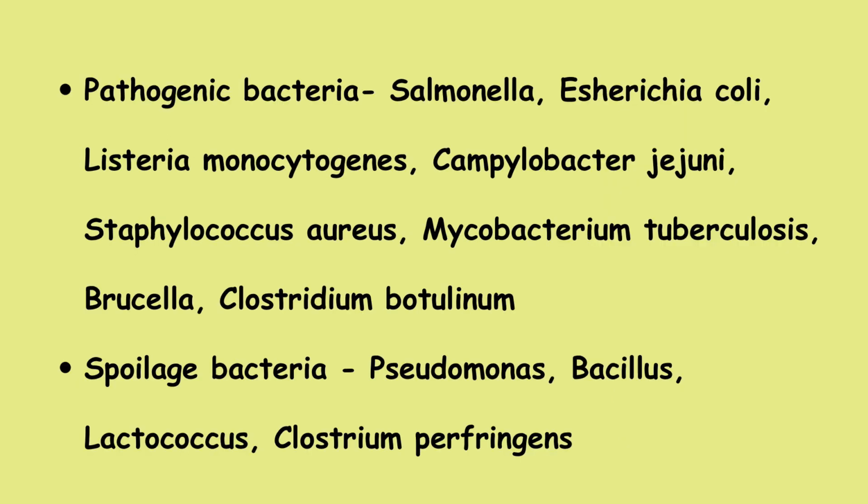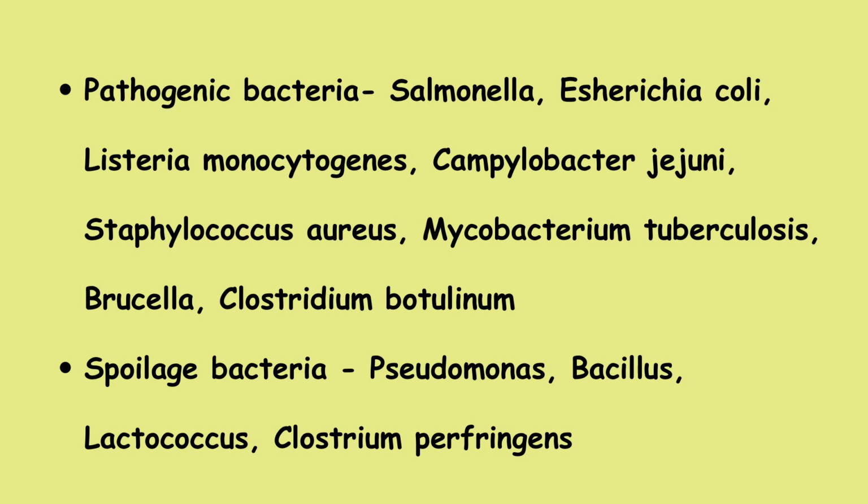Pathogenic bacteria can cause foodborne diseases if they are present in contaminated milk or other dairy products. Examples of pathogenic bacteria include Salmonella species, Escherichia coli, Listeria monocytogenes, Campylobacter jejuni, Staphylococcus aureus, Mycobacterium tuberculosis, Brucella species, and Clostridium botulinum.